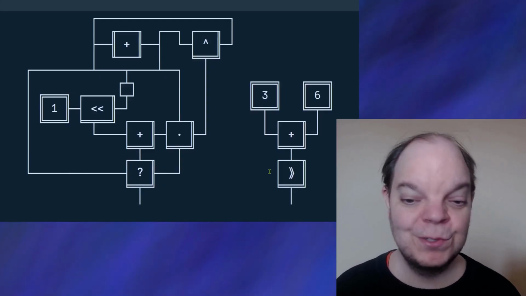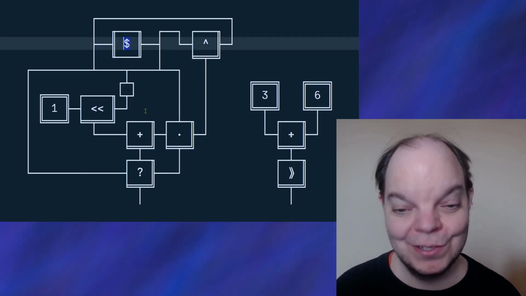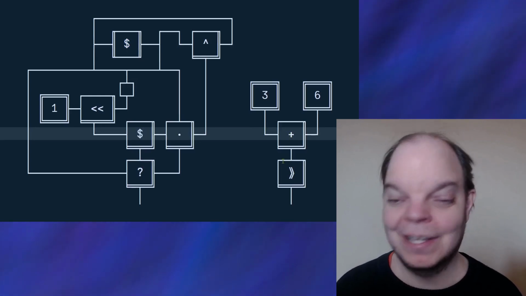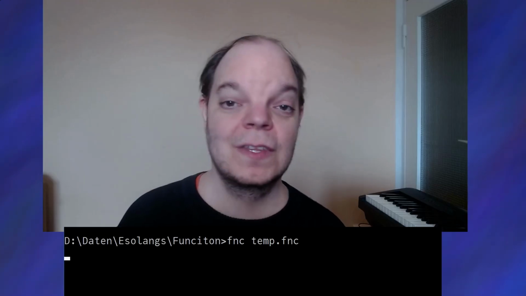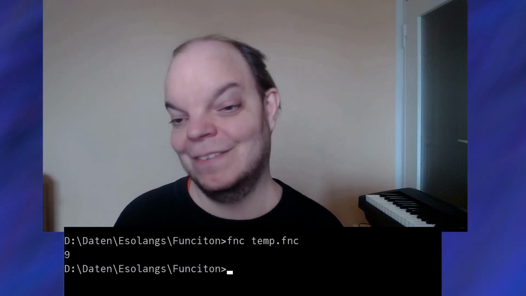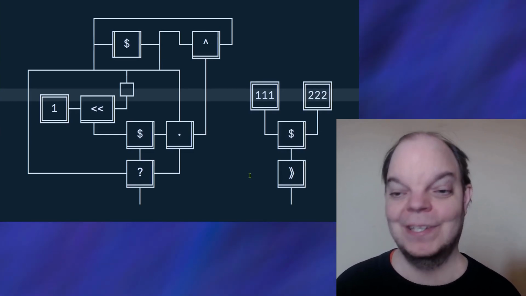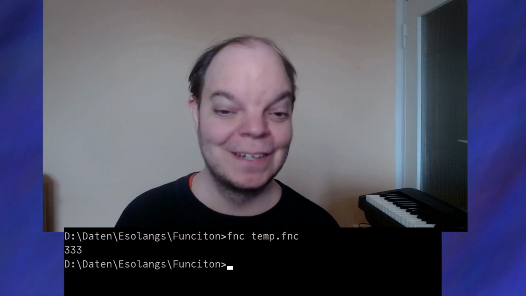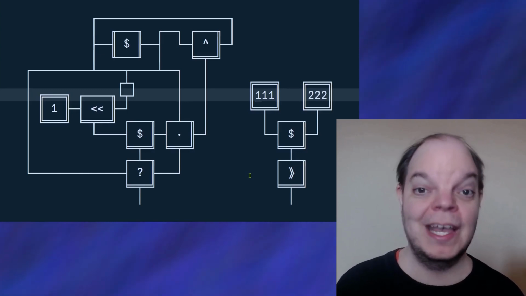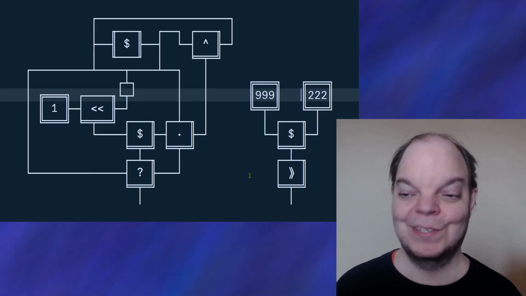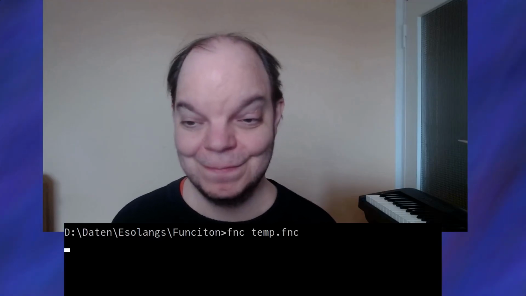So I'm just going to have to use a different character for this function. So just for the heck of it, I'm going to use the $ sign because that's a character that I know I haven't used yet. Let's see what happens if I add 3 and 6. So when we run this, we get 9. All right, let's try this with some bigger numbers. How about 111 plus 222? That should give us 333, right? Easy. Okay, let's do something that does a carry. So 999 plus 222. What would that be? That would be 1221, wouldn't it?